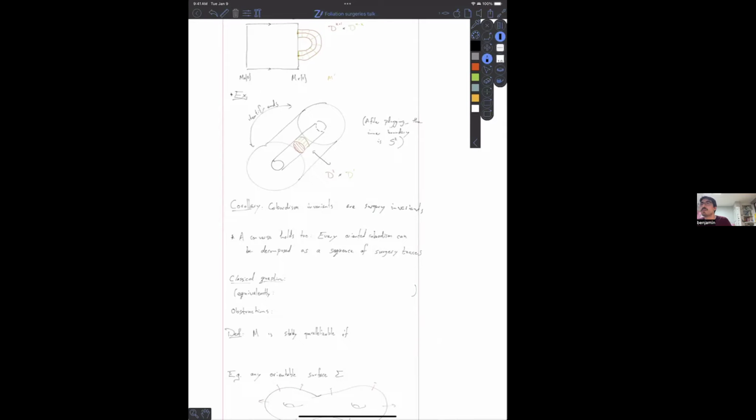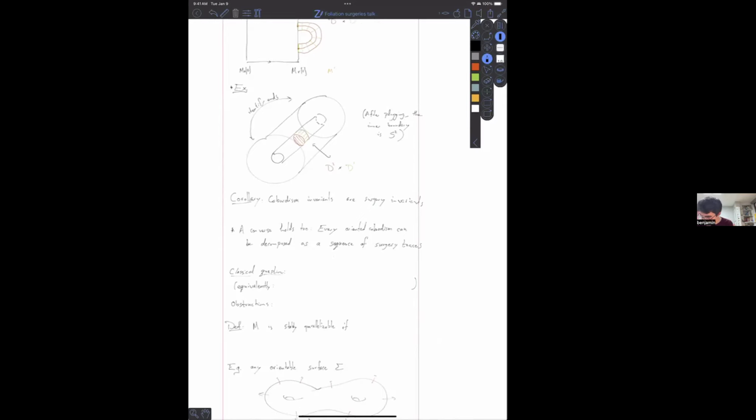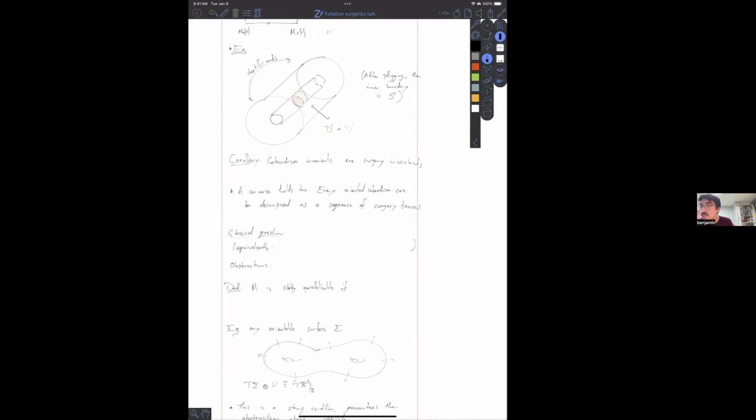So, and there's incidentally a converse. If you have a cobordism, you can break it up into these surgeries or these traces of surgeries. So there's a classical question, which is: when is a manifold null cobordant? So when does a manifold bound a larger manifold of one dimension up?